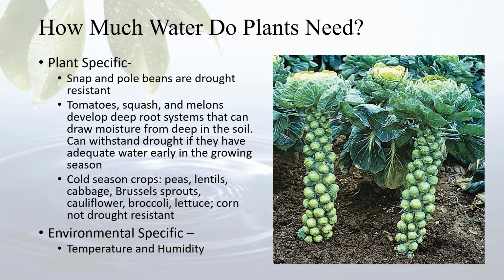So again, how much water our plants need is a little bit plant specific, right? With different plants having different watering needs, and that's also going to be impacted by the environment, right? Temperature and humidity. The hotter the temperature, the more transpiration is going to occur, the more water that will evaporate from our plant. The higher the humidity, though, that can prevent some of that, right? So these factors are going to play a role in your plant's water needs throughout its life cycle.